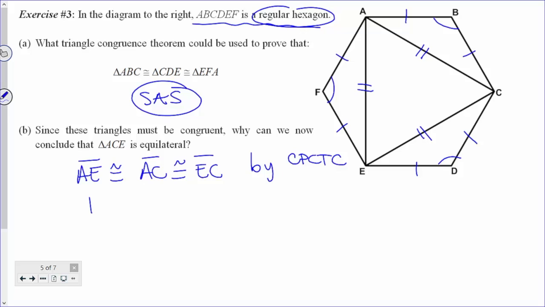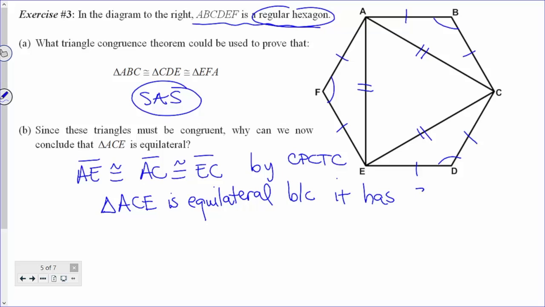But then it's equilateral. So then triangle ACE is equilateral because it has 3 congruent sides. Or you could just say by the definition of an equilateral triangle, right?